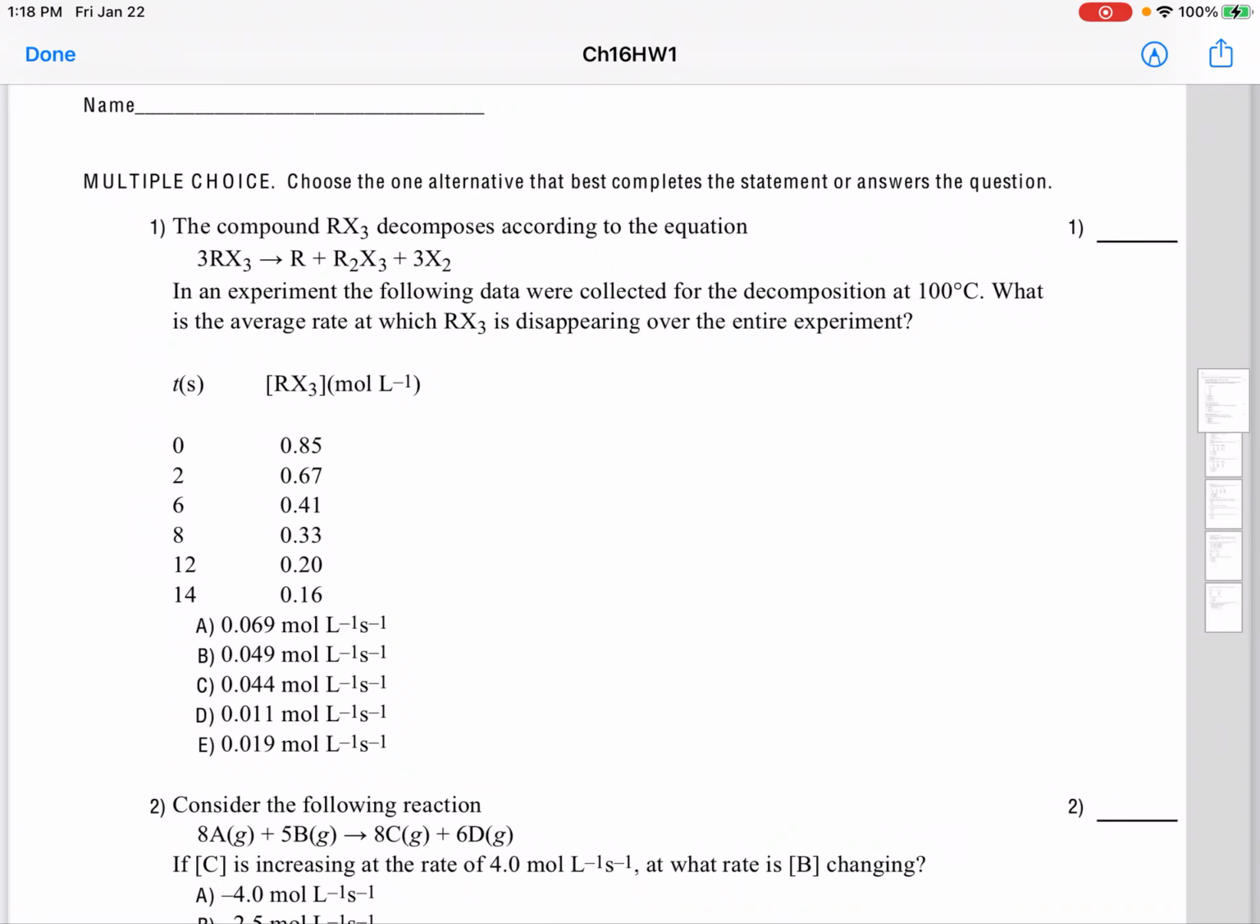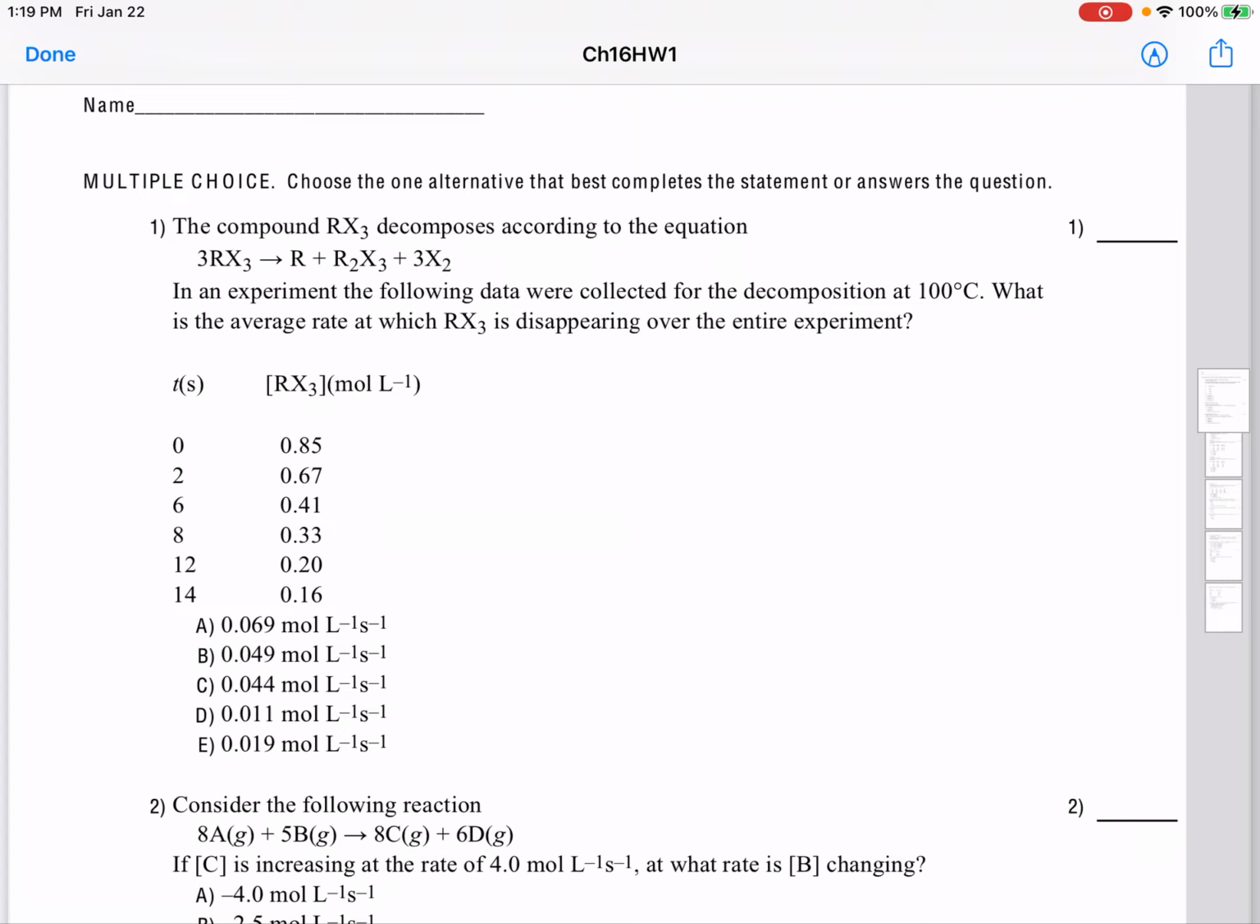And this is the homework for our first chapter, which is chapter 16, and it is kinetics. Okay, so the first question. By now I hope you guys have watched all the videos posted for chapter 16. So with that in mind, I will go ahead and explain how to do some of these questions, so you should be able to complete the homework assignment.